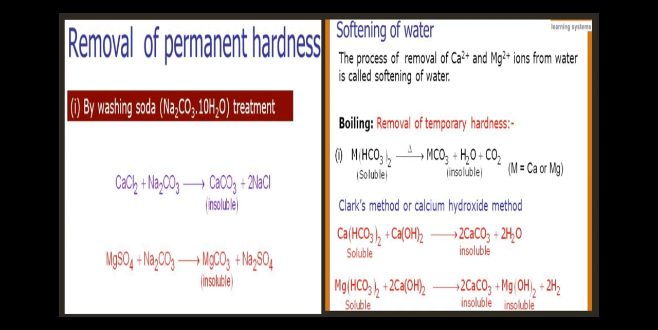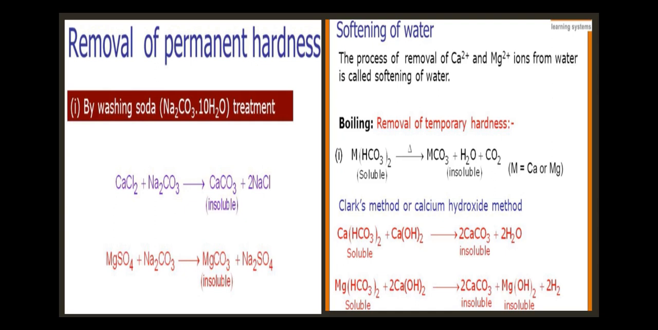Then magnesium sulfate, MgSO4 plus Na2CO3: when the particles of soluble magnesium react with the washing soda, they form the insoluble carbonate which gets precipitated and becomes insoluble in water, and removes the hardness of water. Then the removal of the temporary hardness of water.